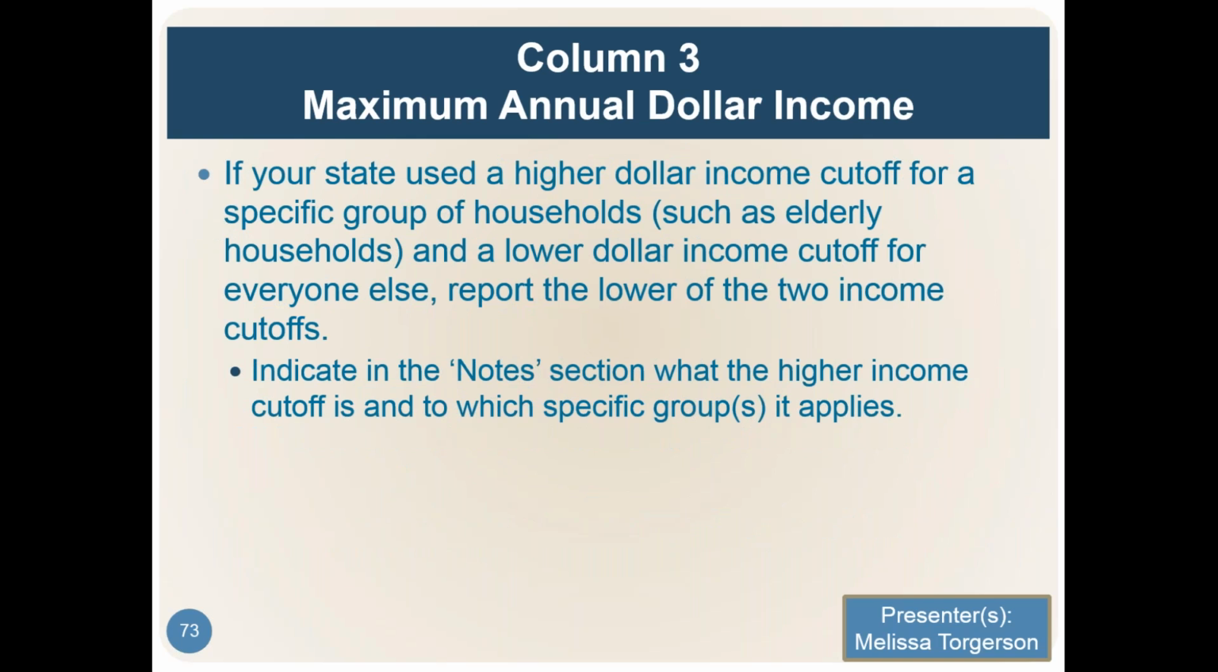We also know that in some states, certain groups of households, for example vulnerable households, might be prioritized by using a higher dollar amount income cutoff for elderly, and a lower dollar income cutoff for everyone else. And so what we'd like you to do in these situations, if you are using different thresholds for different groups of people, is to report the lower of the 2 income cutoffs. And we also would like you to put in the notes section what the higher income cutoff is, and the specific group where it applies.